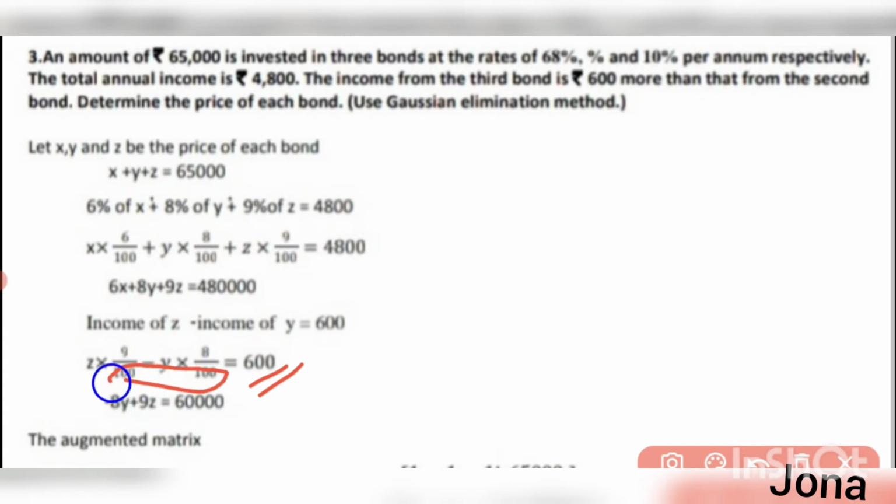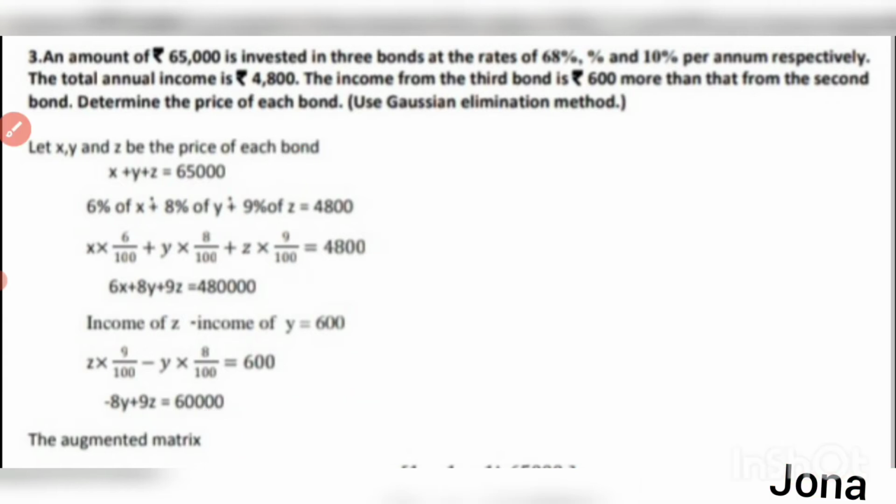We can take this 100 to the other side. 100 is common here, so take this 100 to the other side, it will become 600 into 100. So we got 60,000. So the second equation is minus 8y plus 9z equal to 60,000. So now the first equation is x plus y plus z equal to 65,000. And the second equation is 6x plus 8y plus 9z equal to 4 lakhs 80,000, and here, minus 8y plus 9z equal to 60,000, is the third equation.